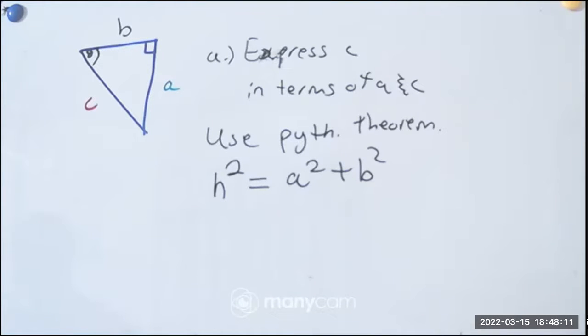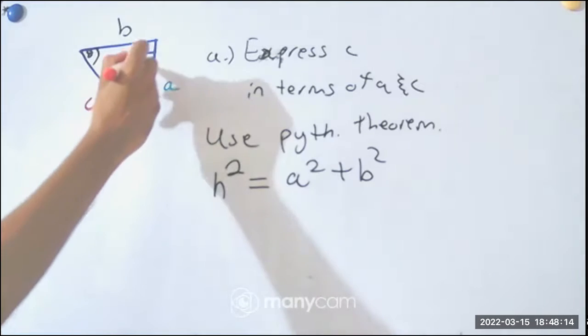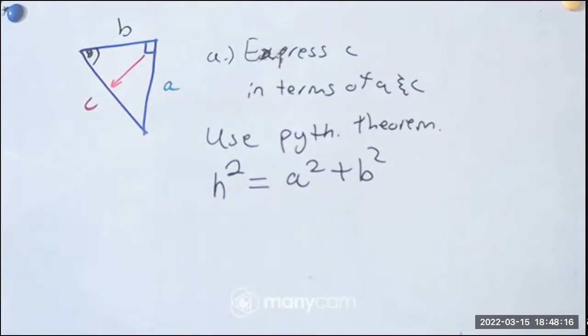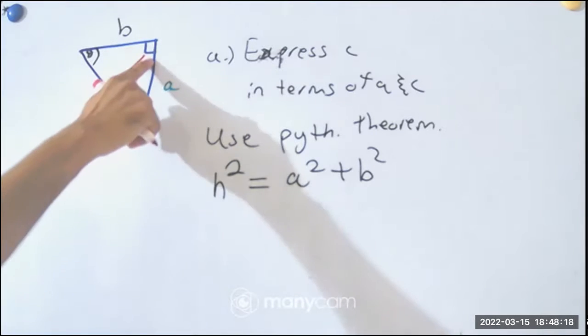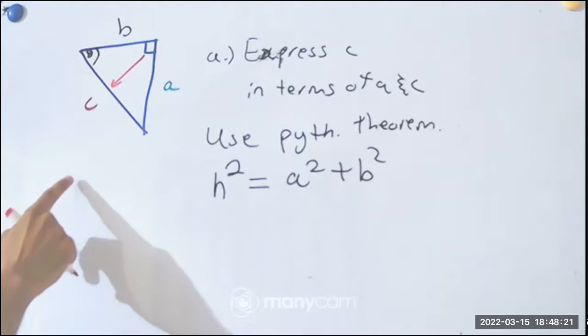Now, what is the hypotenuse? The hypotenuse is the side that's opposite the right angle. So this is the right angle. The hypotenuse would be C.